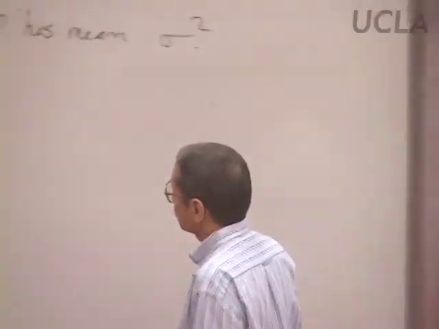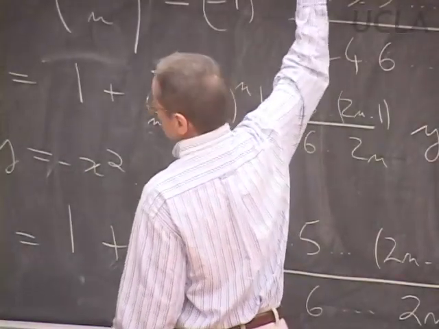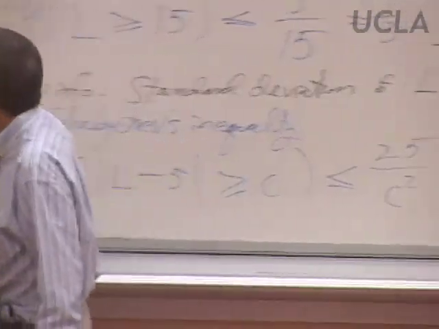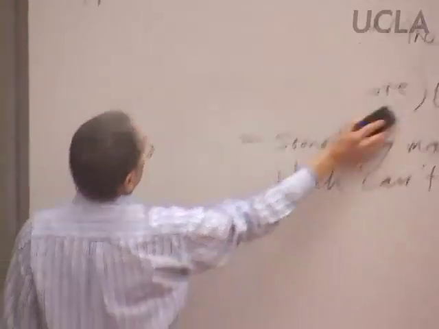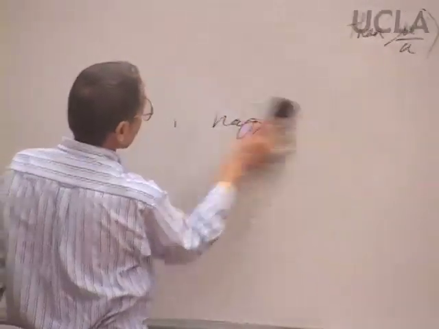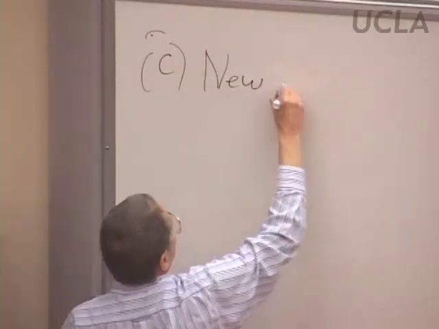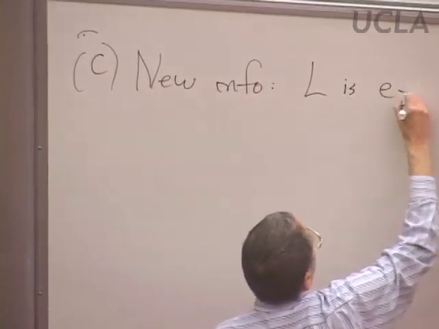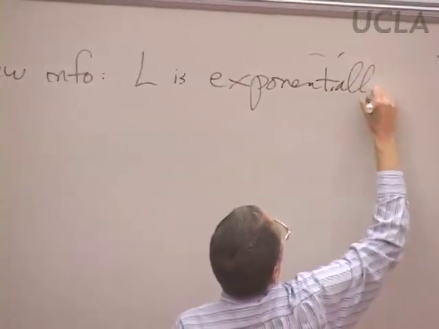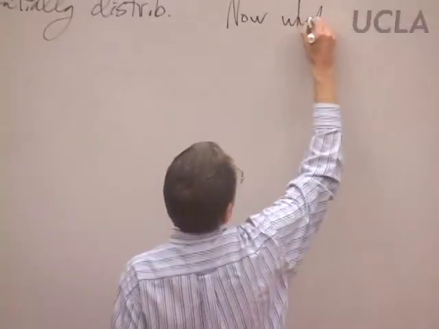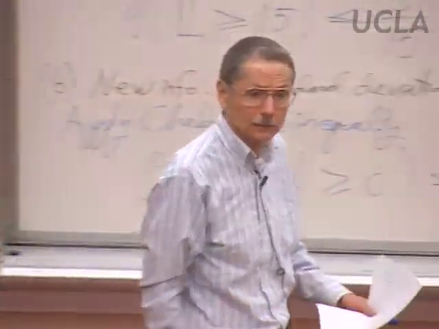Let's keep going. Part C, even more information. What if we're told that L is exponentially distributed? Well, then we can do a lot better. Not only can we find an upper bound, we can say what the probability is. Suppose we're given this new information: L is exponentially distributed. Now what? That is, now what can we say about the probability that a randomly chosen amoeba survives to age 15? We can say what that probability is.